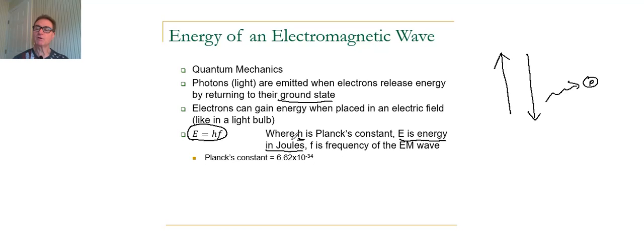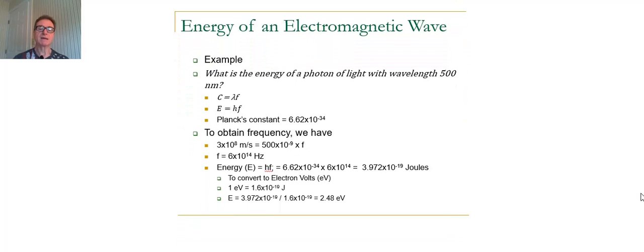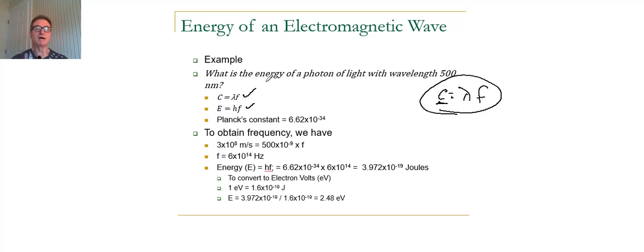Okay, so let's see if we can do an example or two. What's the energy of a photon of light that has a wavelength of 500 nanometers? All right, well, c is equal to wavelength times frequency, and c again stands for the velocity of light in a vacuum. We also have this equation here that E, the energy of a wave, is equal to h, Planck's constant, times the frequency of that object.